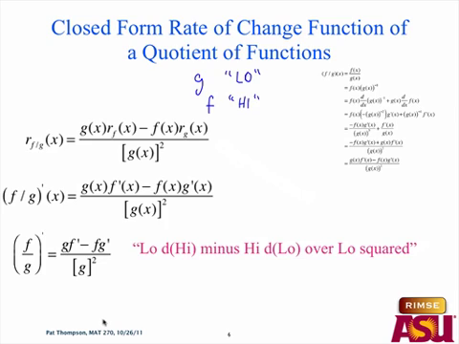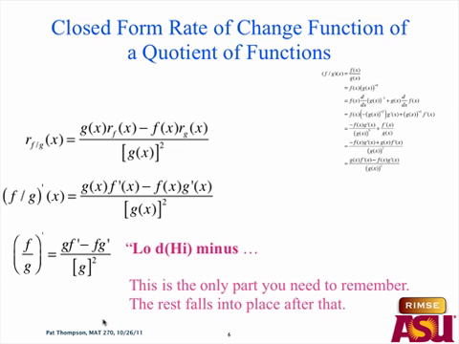Product rule, there's perfect symmetry to it, pretty easy to remember. This takes a little more effort, so here's something that might help. So really then, all you have to remember is the first part. This is the only part you need to remember, because the rest will fall into place after that. If it's low d high, it's going to be minus what? High d low. So if you can just remember that first little part, and remember that it's over low squared, you got it. Okay?